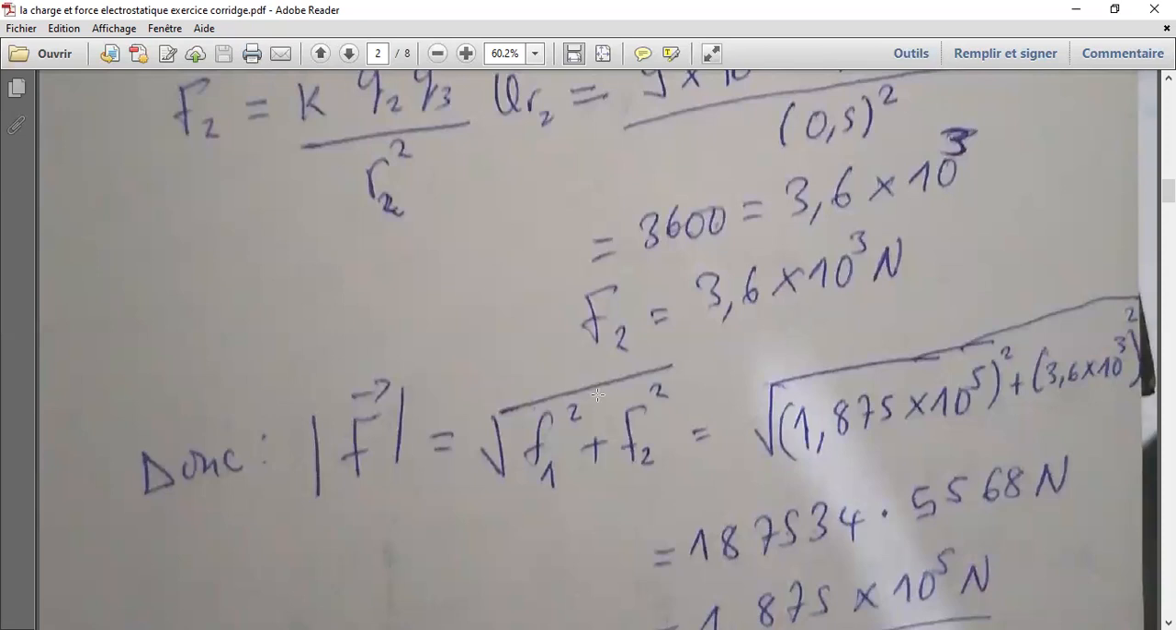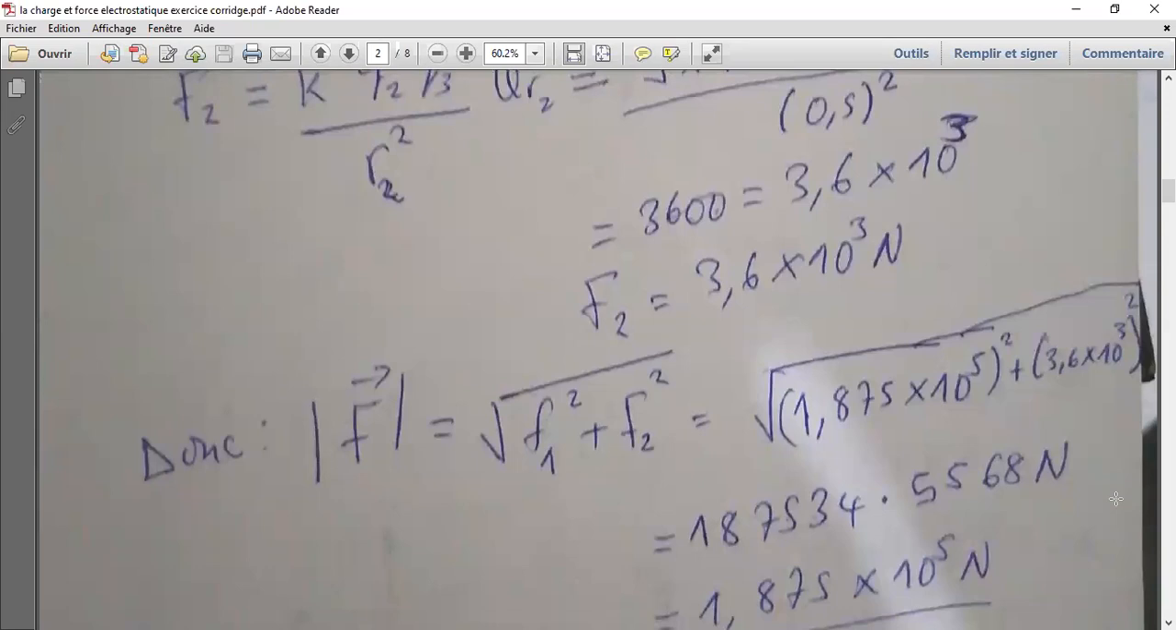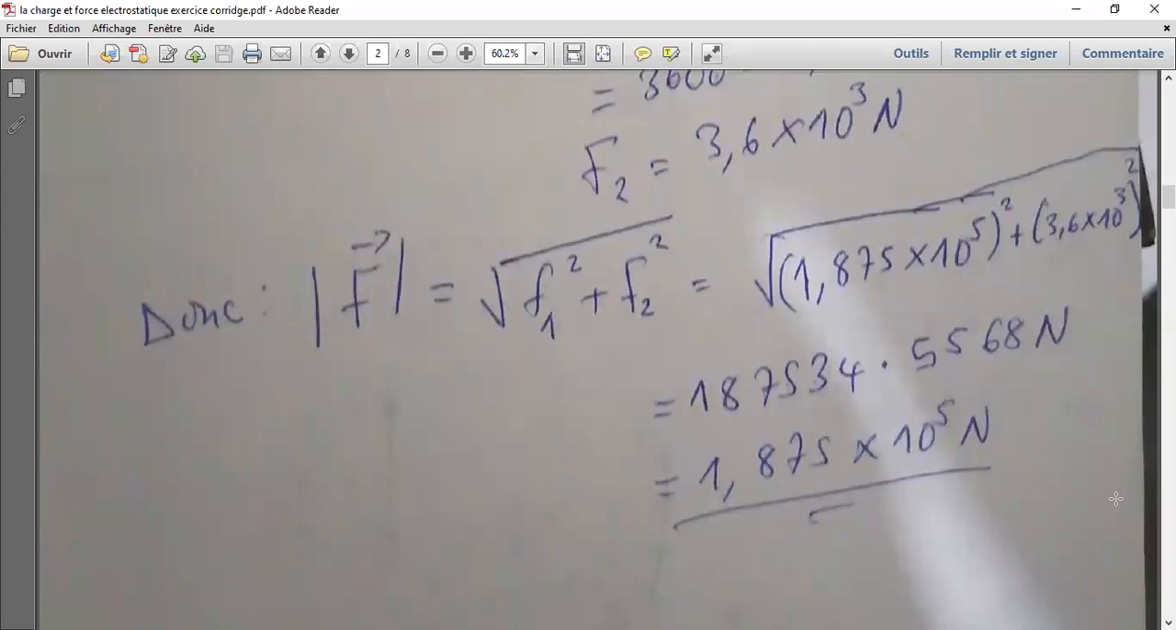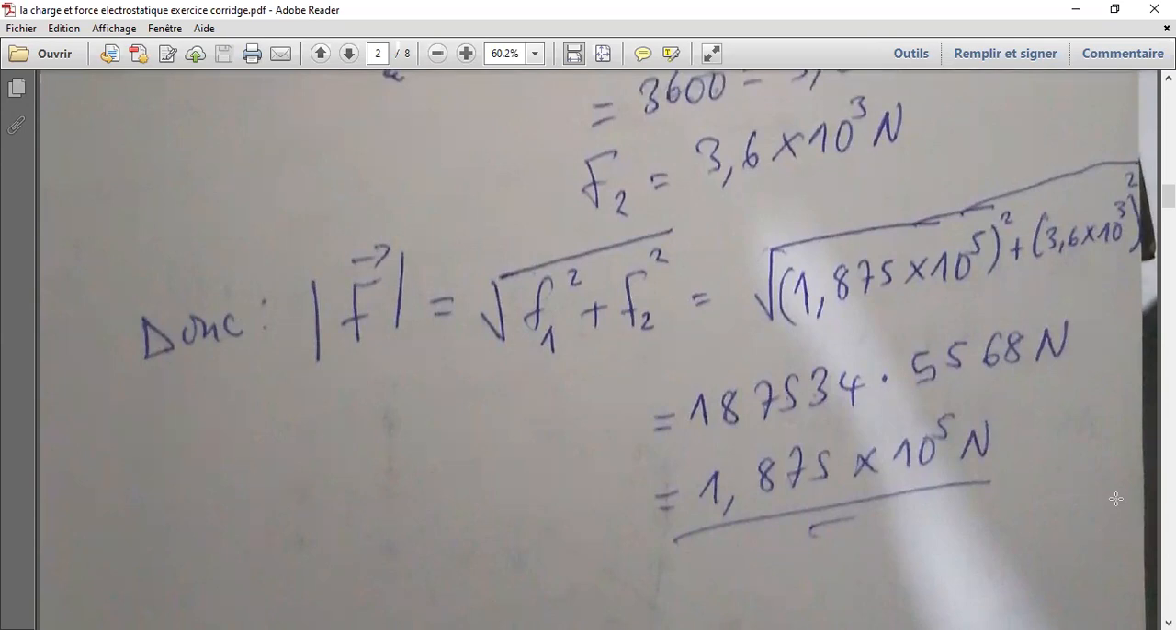So you just replace force 1 with the force which you have found, and force 2 with the force which you have found. Then you do your calculations. Then you find your total force, which is 187,534.5568 Newton, which if you simplify it is 1.875 times 10 to the power 5 Newton. So that's how you calculate the force.